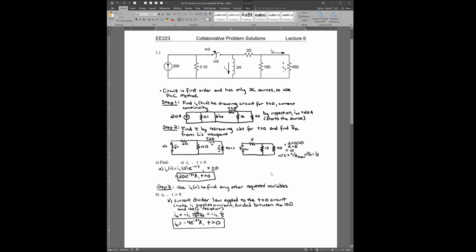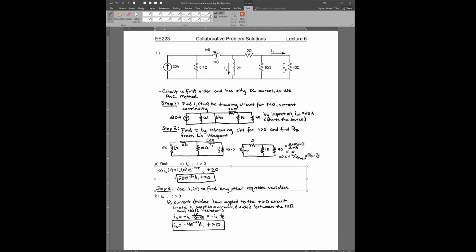Okay, so your question is on the first problem? Yes, sir. For step one, where you're finding I_L0, you say 20 amps. I can see the 20 amp source, but how can you determine that that's 20 amps with that 0.1 ohm resistor there? Would current not go down that way, or would it just go in that way? Sure.